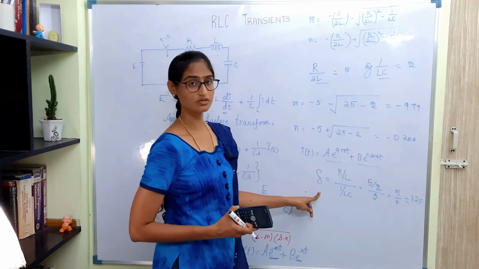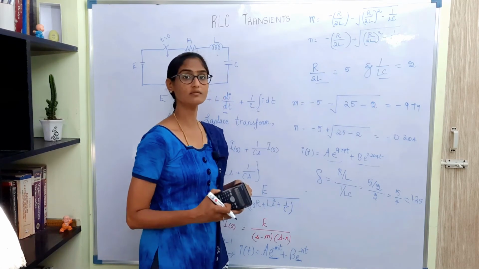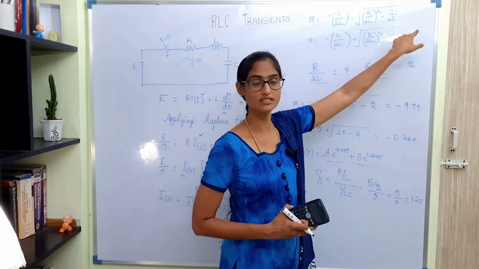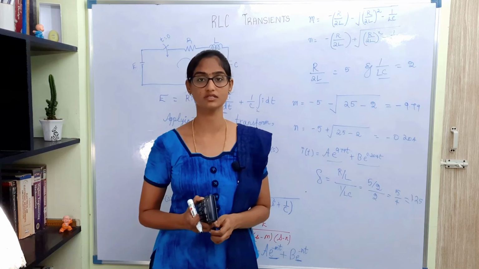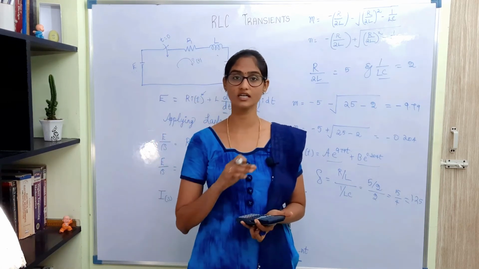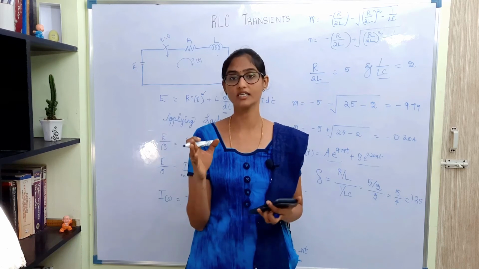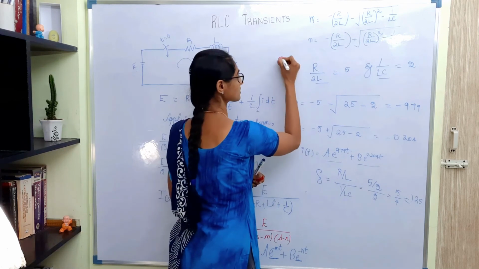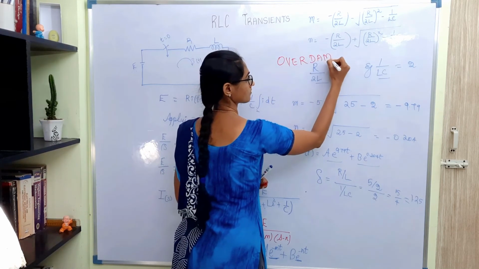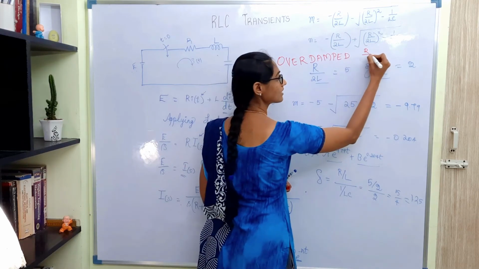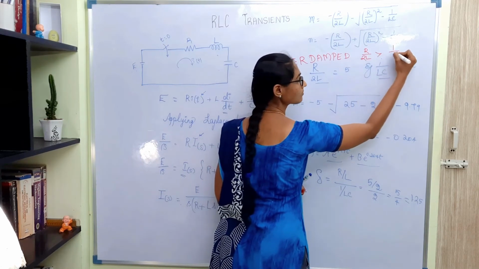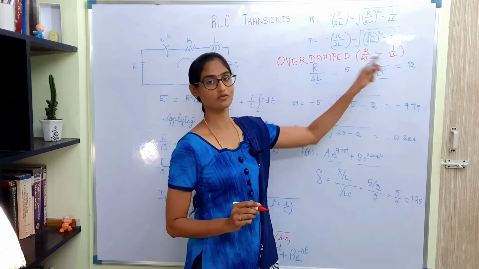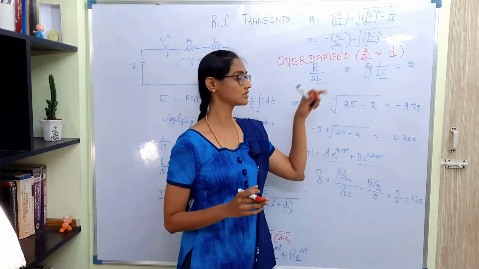So the damping ratio is more than 1. When the damping ratio is more than 1, this is called an overdamped system. That is, when the value of R by 2L is greater than 1 by LC, this is called an overdamped system. And an overdamped system will increase its response continuously and it settles after a very long time. For now, remember the ratio as R by 2L and 1 by LC. Later on, I will tell you what these ratios mean.